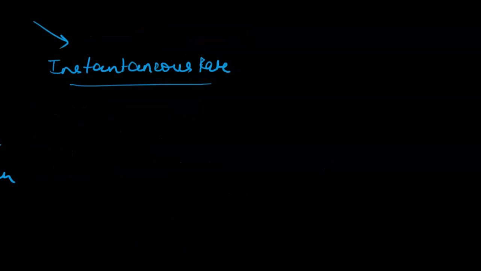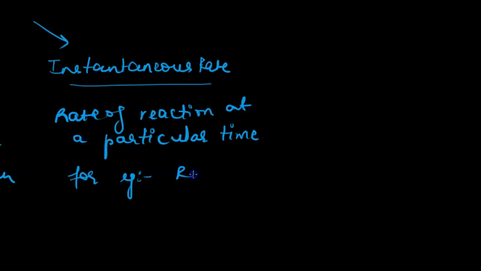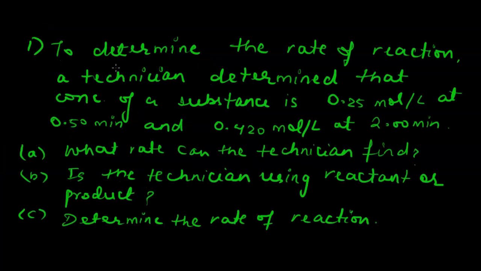Let's talk about instantaneous rate now. Instantaneous rate is the rate of reaction at a particular time. For example, if we want to find the rate at exactly 10 seconds, then what we find is called the instantaneous rate. Let's understand this using this example.